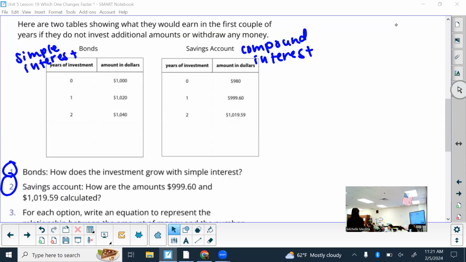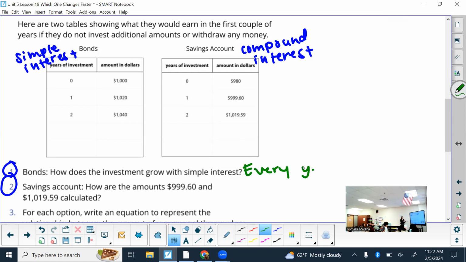Table 4, how does the investment grow with simple interest? So describe to me how it's growing. Well, every year it increases by some money. Okay, so every year it increases by $20. Do you guys agree with that? Is that a fair assessment of how this is going? Okay. I agree.